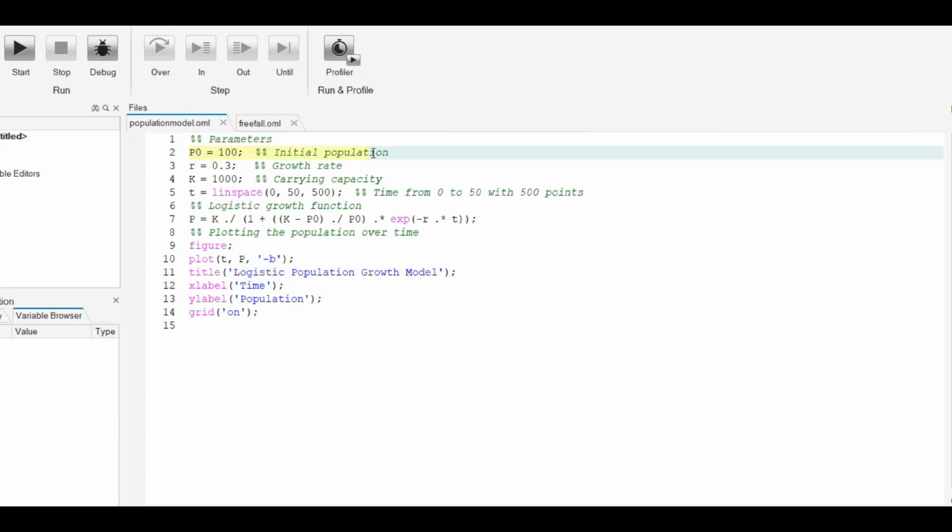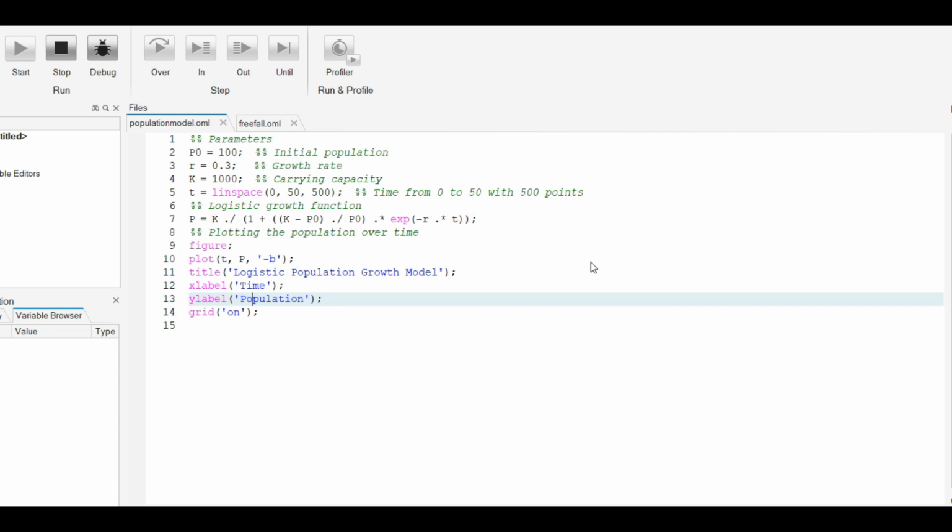Introduction to the Logistic Growth Model. Hi. In this explanation, we will explore the Logistic Growth Model, a widely used mathematical model that describes how populations grow in a limited environment. Unlike exponential growth, where populations increase without any restrictions, the logistic model incorporates the concept of a carrying capacity, the maximum population size an environment can sustain over time.